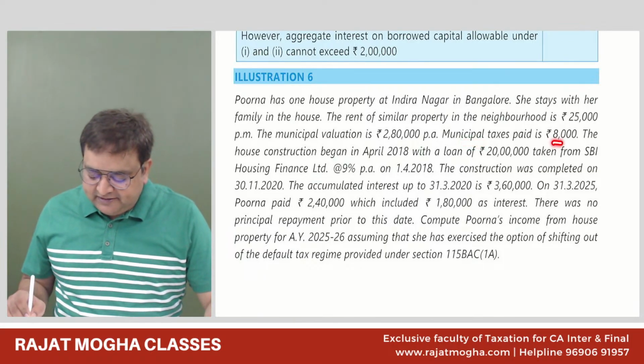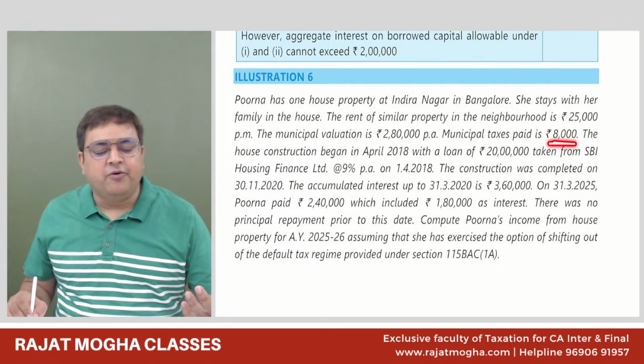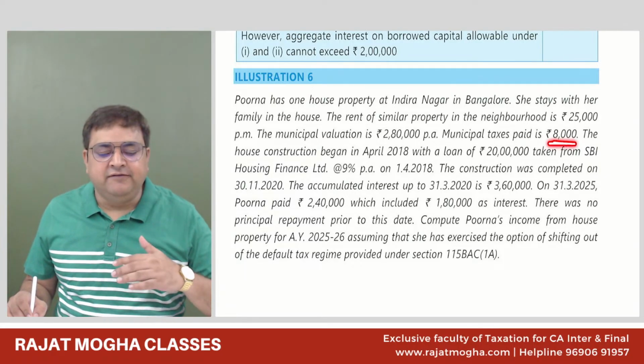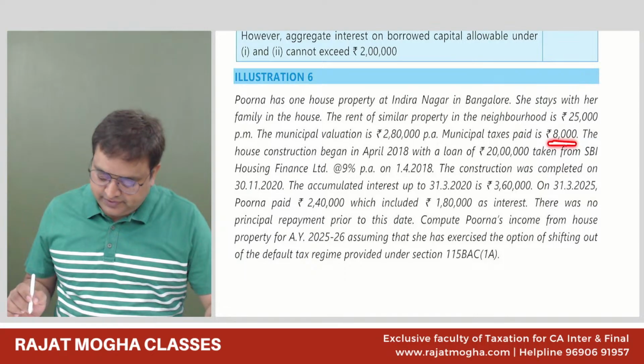Municipal taxes paid is 8,000. Again, see, if the property is self-occupied, we start with NAV. We don't take municipal taxes also.